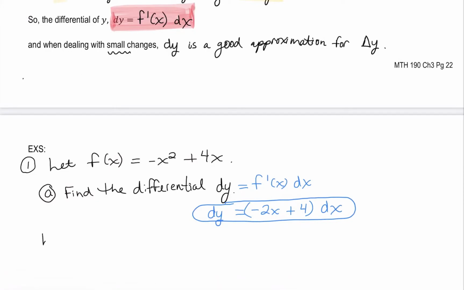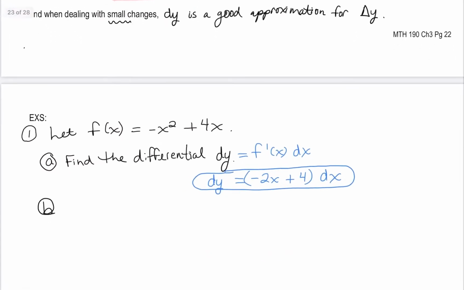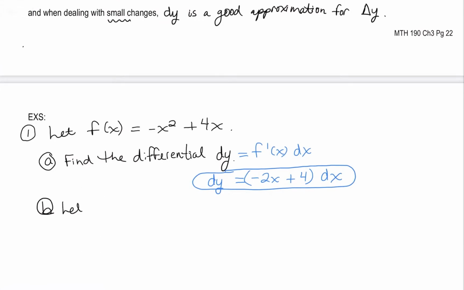All right, part B. Let's let, and I don't remember for sure in our book or your homework if it'll say C or X, one or the other, so let C equal 1 or X equal 1, and let delta x, the change in x, equal 1/10. And I want us to find both delta y and dy.